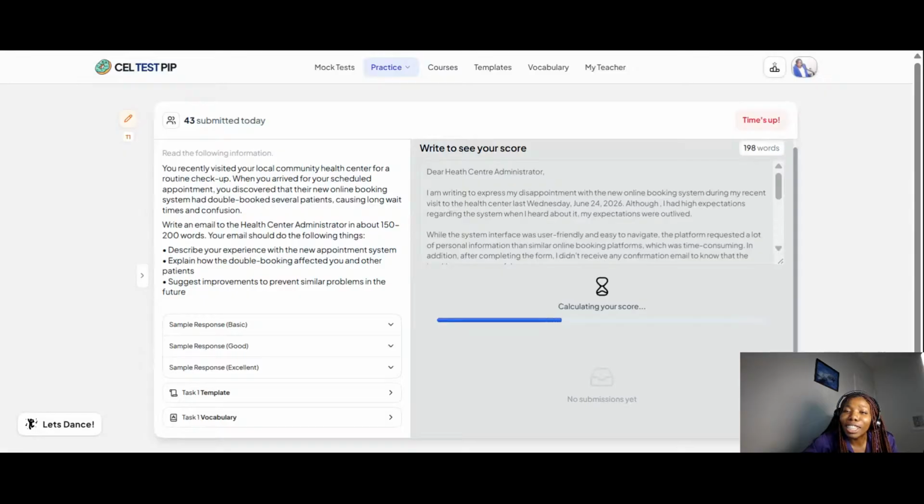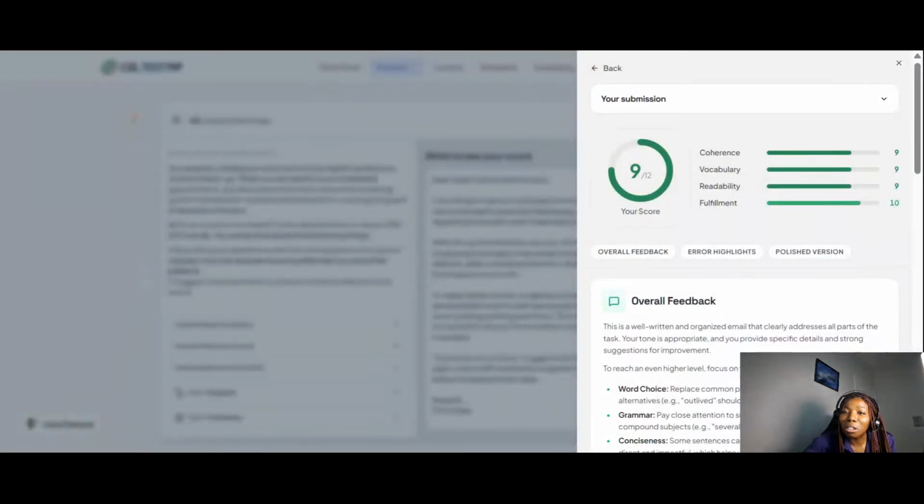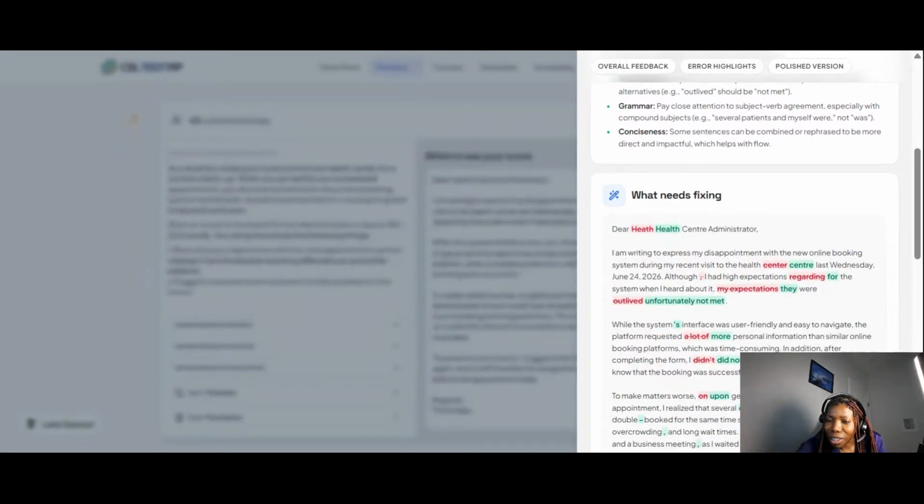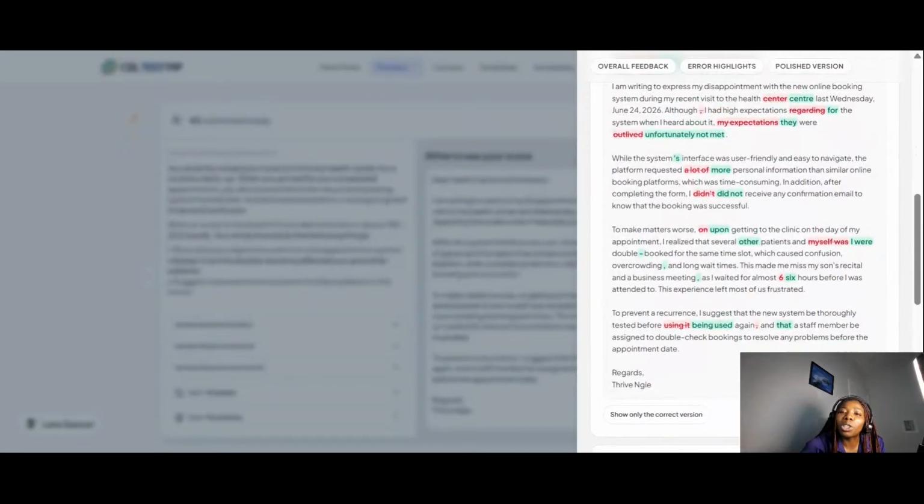This one I always grade like crazy. Let's see. Oh, it says 9. So let's read. Oh, I didn't see this correction. Do you see health? It didn't even underline it. This one I'm going to ignore because I'm using exactly what is in the question. This center, why are they changing it to center? Although I keep changing it and it keeps changing back. Although I had this with it. Not met. Okay, there is not much correction.